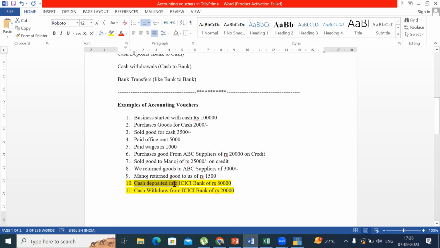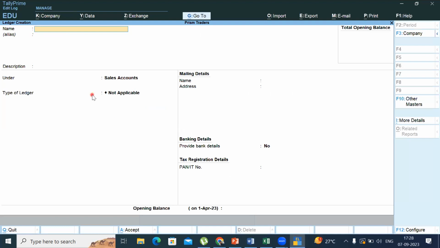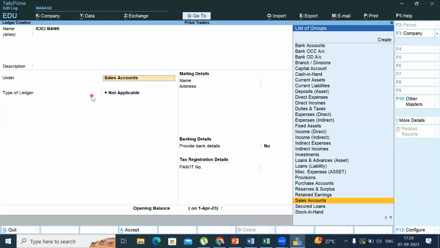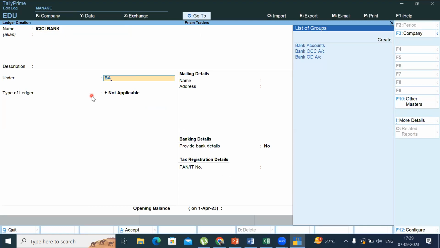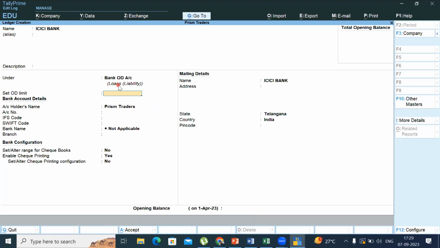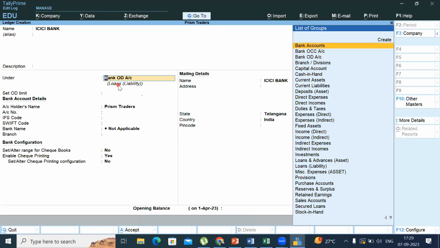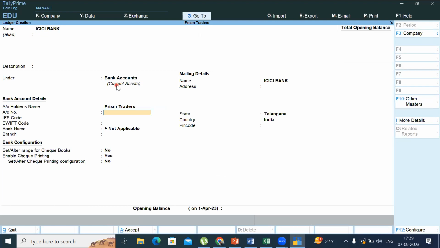Cash deposited in ICICI Bank. Cash already exists in Tally, so there is no need to create it. But we haven't created the ICICI Bank yet, so now you can create it. When you select ICICI Bank, banks always go under bank account. If the ICICI Bank is a personal savings account, you can select bank account. If the bank provides an OD account, you can select OD. An OD account's nature is loans and liability. If you select bank account, it is your current asset. That depends on the business activity.